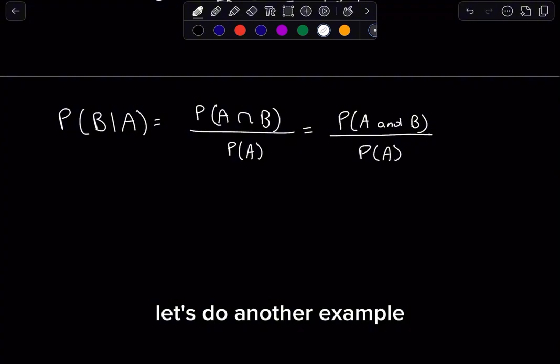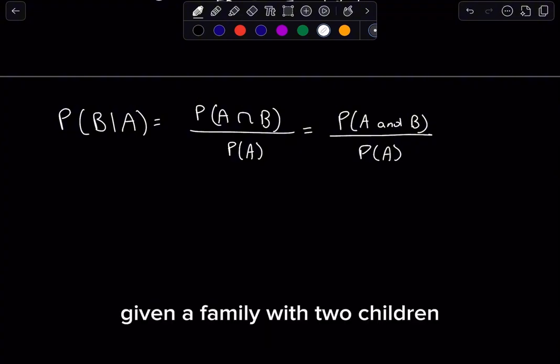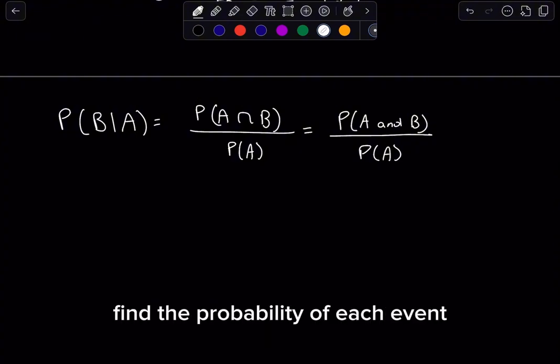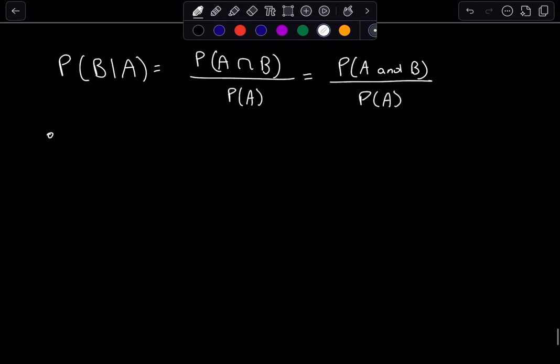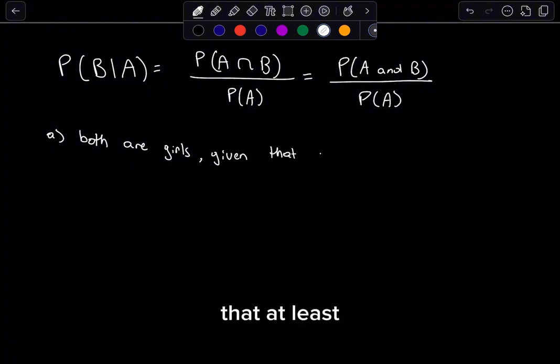Let's do another example. Given a family with 2 children, find the probability of each event. The first one is both are girls, given that at least one is a girl.